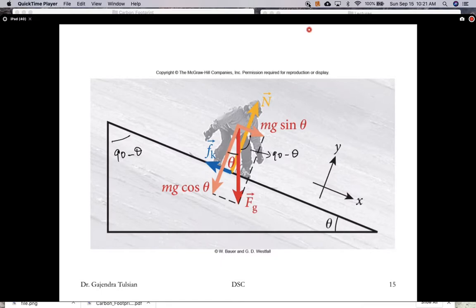Anyway, so here's what you want to essentially memorize. If you have an object on the incline, we'll represent the object by a point object. Here's the force of gravity. What we are interested in is this component of the force, which is mg sine theta, and this component of the force, which is mg cosine theta.